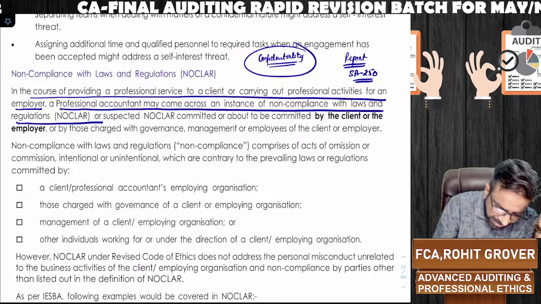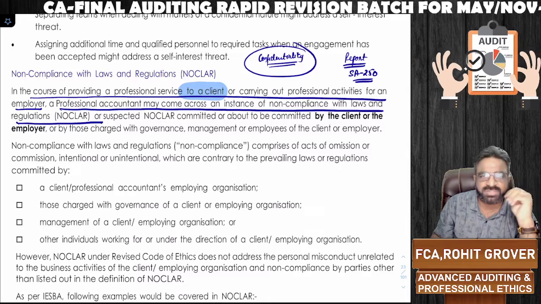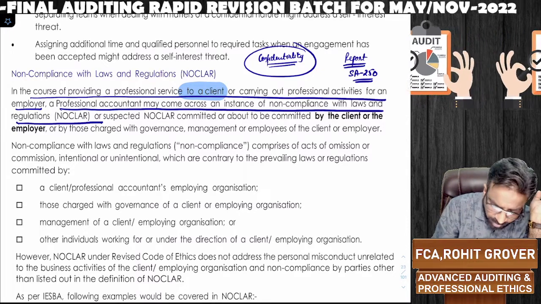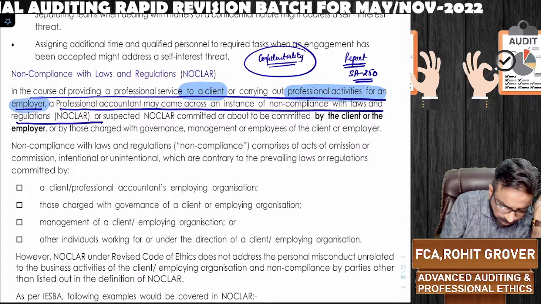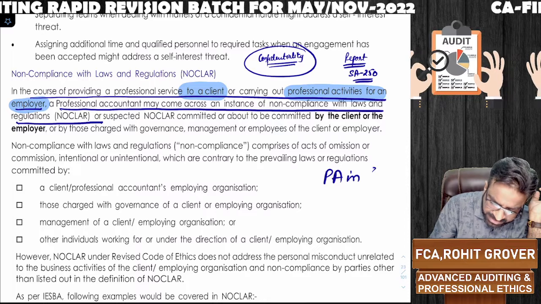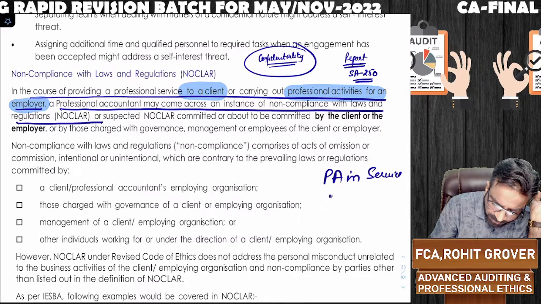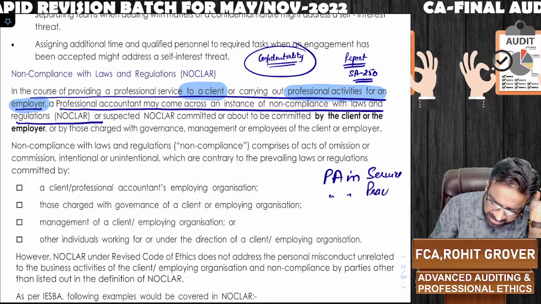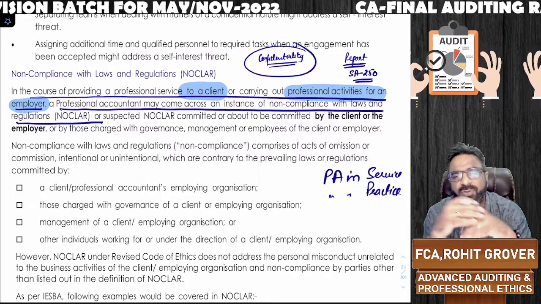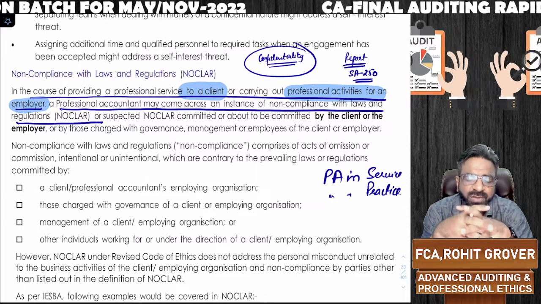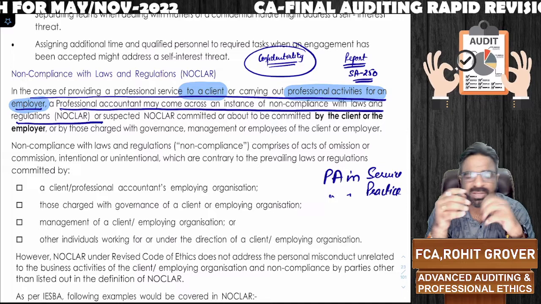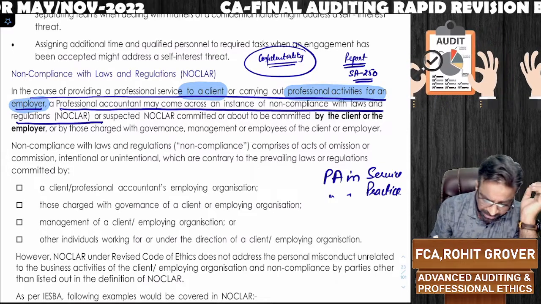Where is it written? It is written when you are providing professional services to your client or you are doing professional activities for your employer. It means both are covered here. Professional accountants in service are covered, and professional accountants in practice are covered. While doing the practice, while serving your client, and while serving your employer, if you come across any kind of non-compliance of the laws and regulations, or suspected non-compliance of laws and regulations, committed by whom?